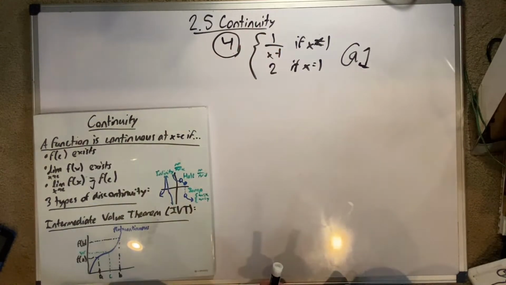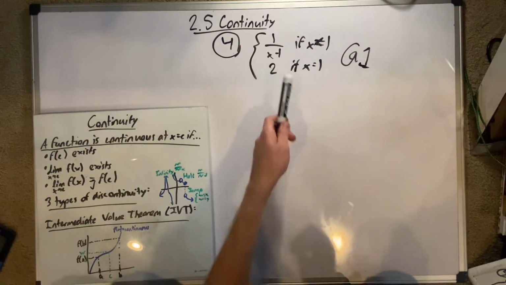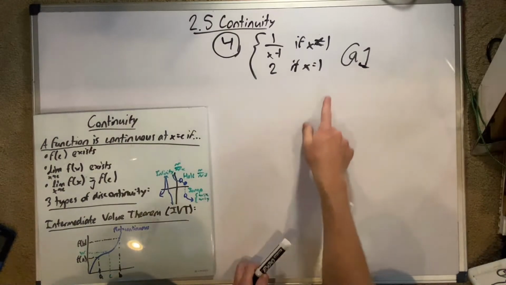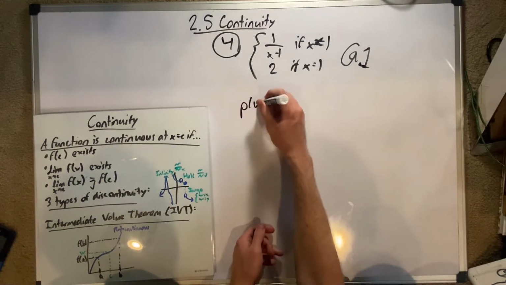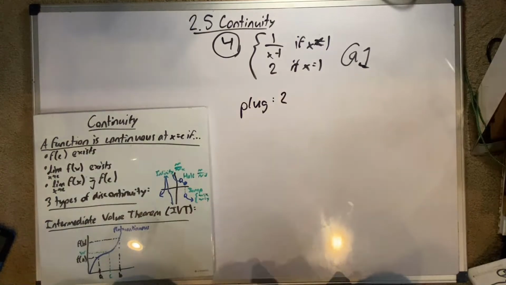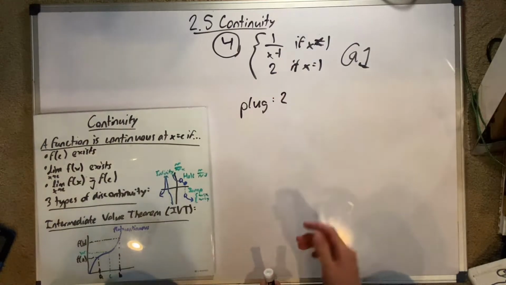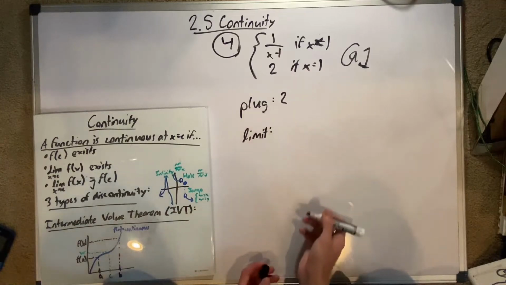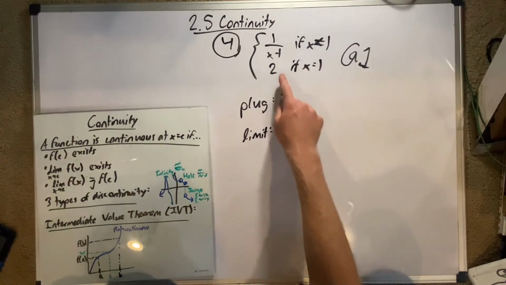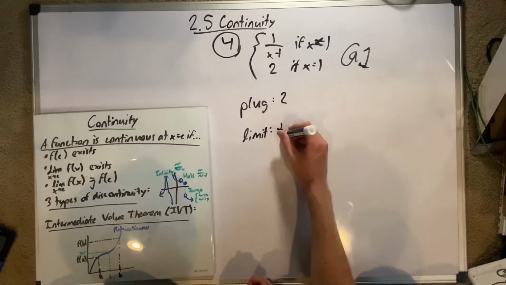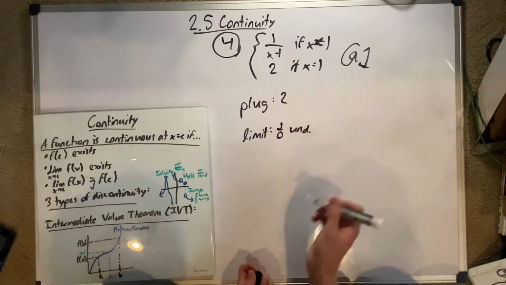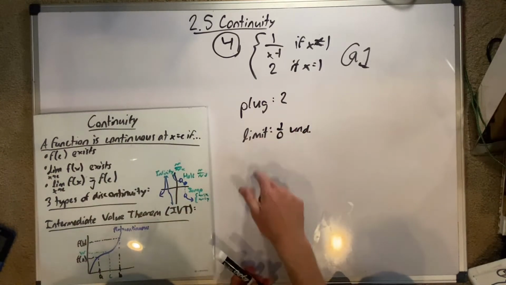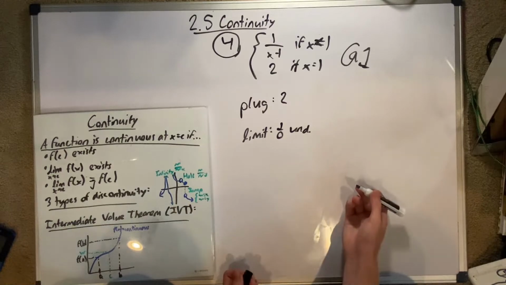So let's plug in 1. Plug in 1, we get 2. Now let's find the limit from either side. So from either side, it's going to be equal to whatever this thing is here. So we're going to go limit and see, can we plug in this 1? No, we can't. It's a 0. Because if we plug it in, we get 1 over 0, which is undefined, which means the limit does not exist. So therefore, limit does not exist.